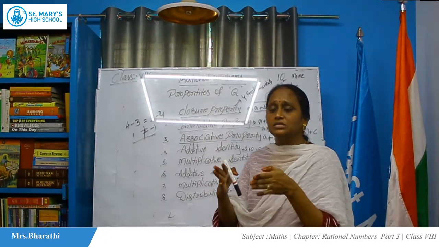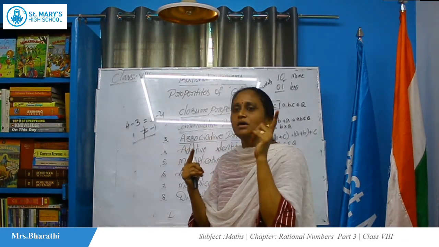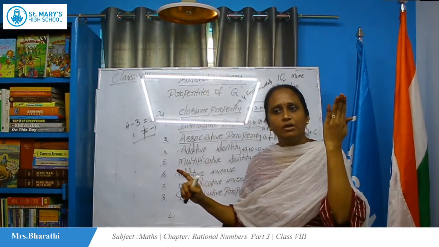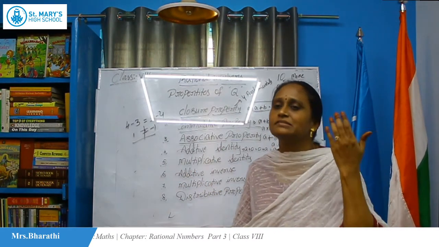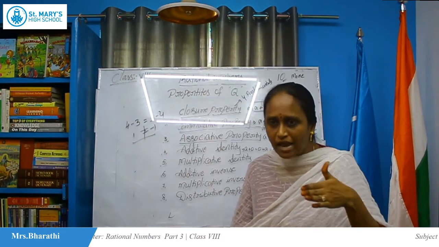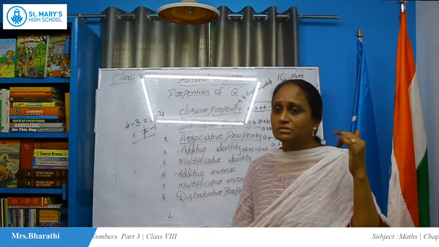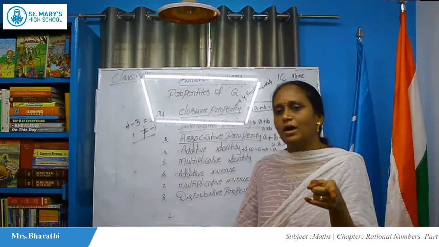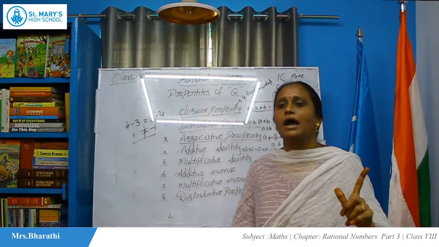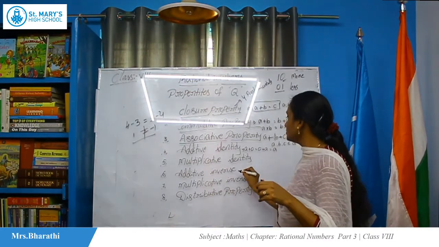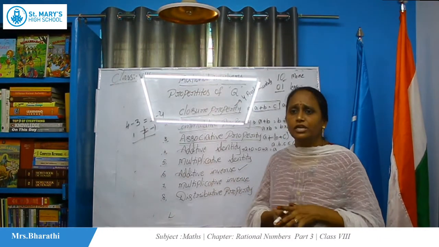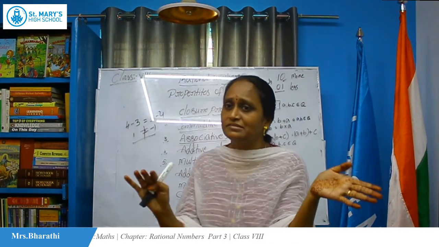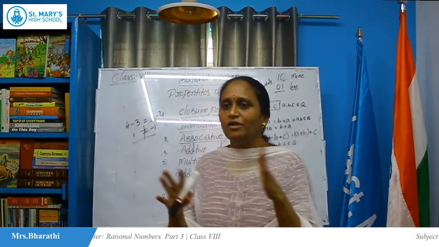So multiplicative identity is 1, additive identity is 0. Any number we multiply by 1, we get the product as the same number. Any number we add with 0, we get the same number. So clearly remember that 0 is additive identity, 1 is multiplicative identity. Now we will go to the additive inverse. What is called additive inverse? Inverse means just changing the signs, not the numbers. So here we are changing the signs.